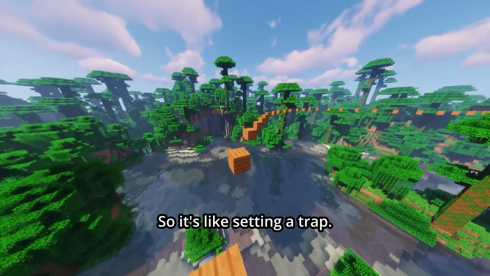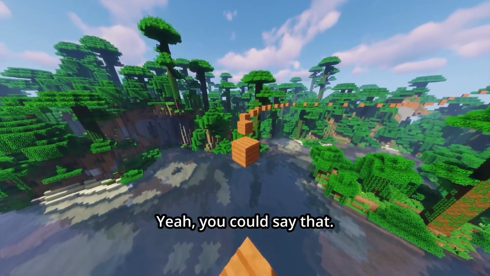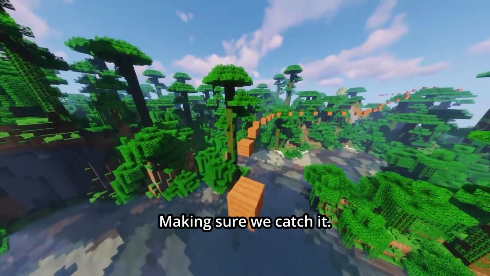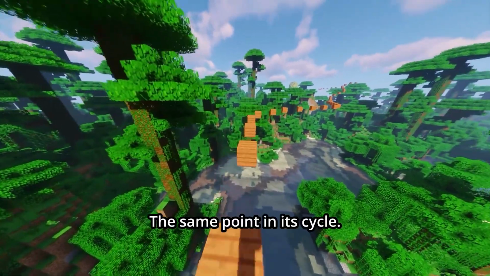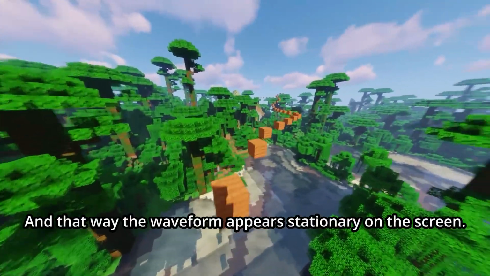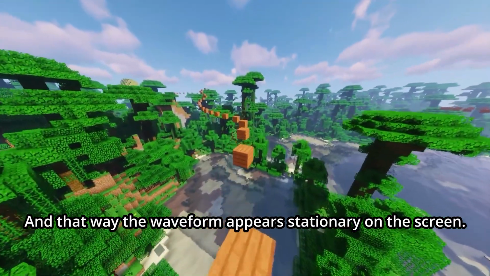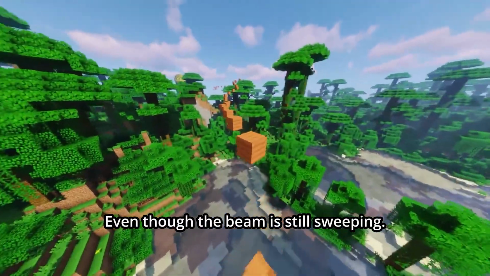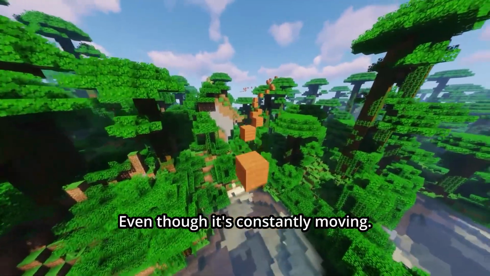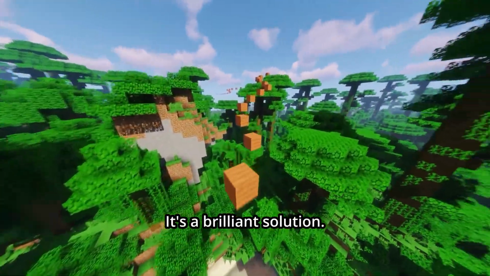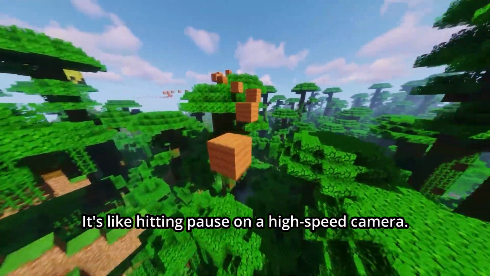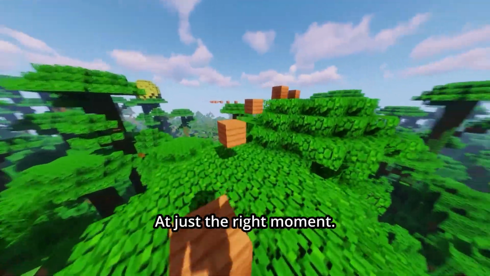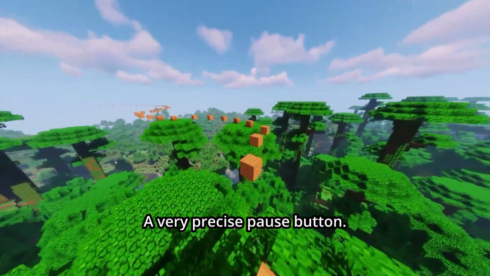So it's like setting a trap for the AC waveform, making sure we catch it at the same point in its cycle. Exactly, and that way the waveform appears stationary on the screen, even though the beam is constantly sweeping. That's really clever. It's a brilliant solution. It's like hitting pause on a high-speed camera at just the right moment. A very precise pause button.